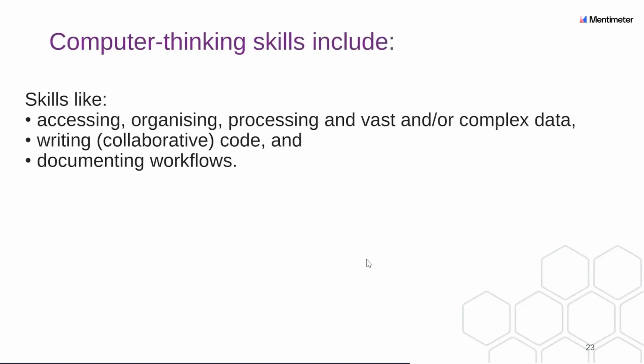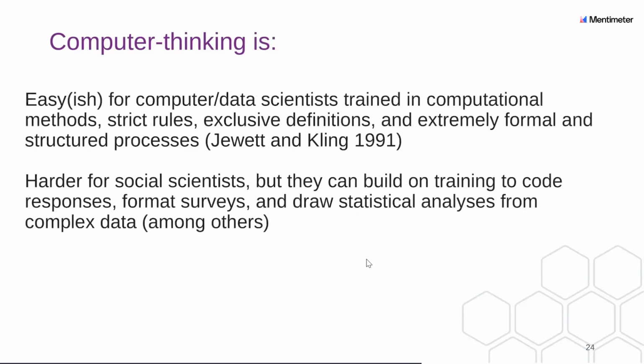In contrast, computer thinking skills include things like accessing, organizing, processing vast or complex data, writing collaborative code, and documenting workflows. All very valuable, and I think we all need to learn more. These are easy-ish for computer or data scientists because they're trained in computational methods, in strict rules and exclusive definitions, and formal and structured processes. They're also trained in programming, which is much easier to sort of document workflows if you're used to things like version control.